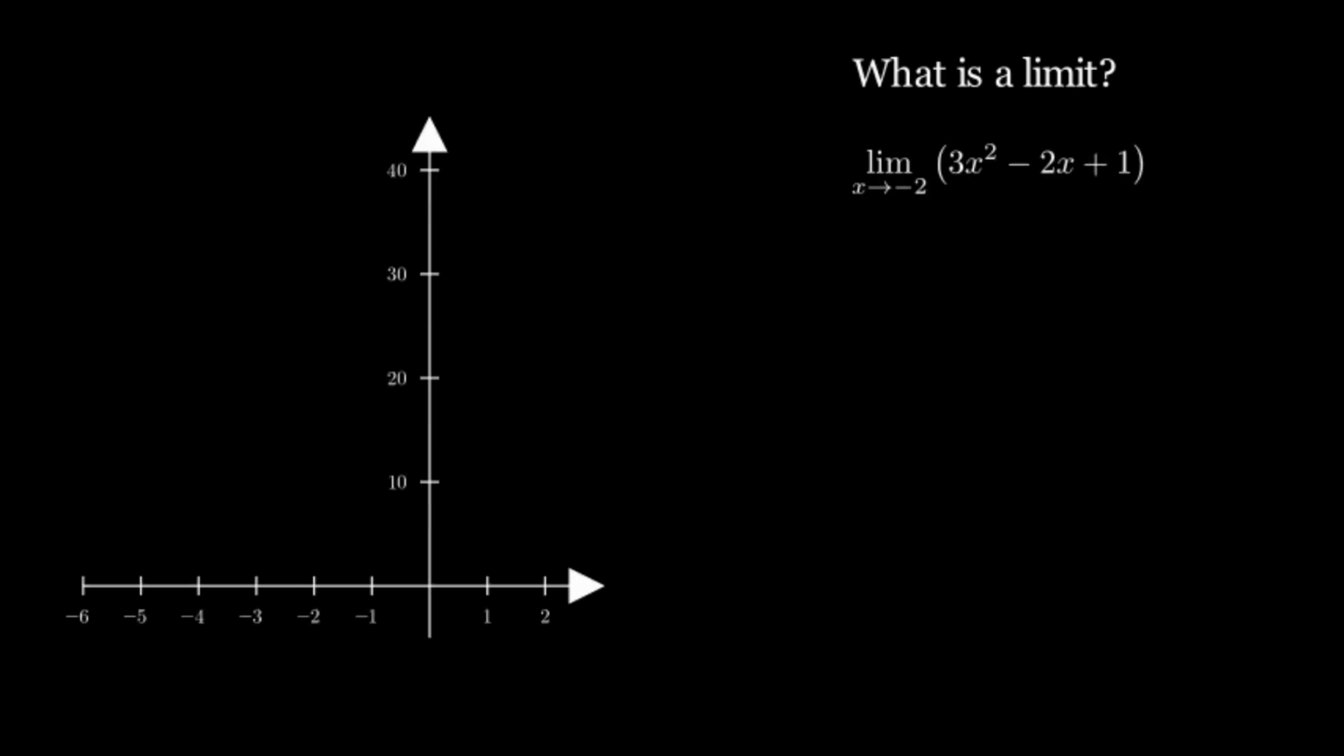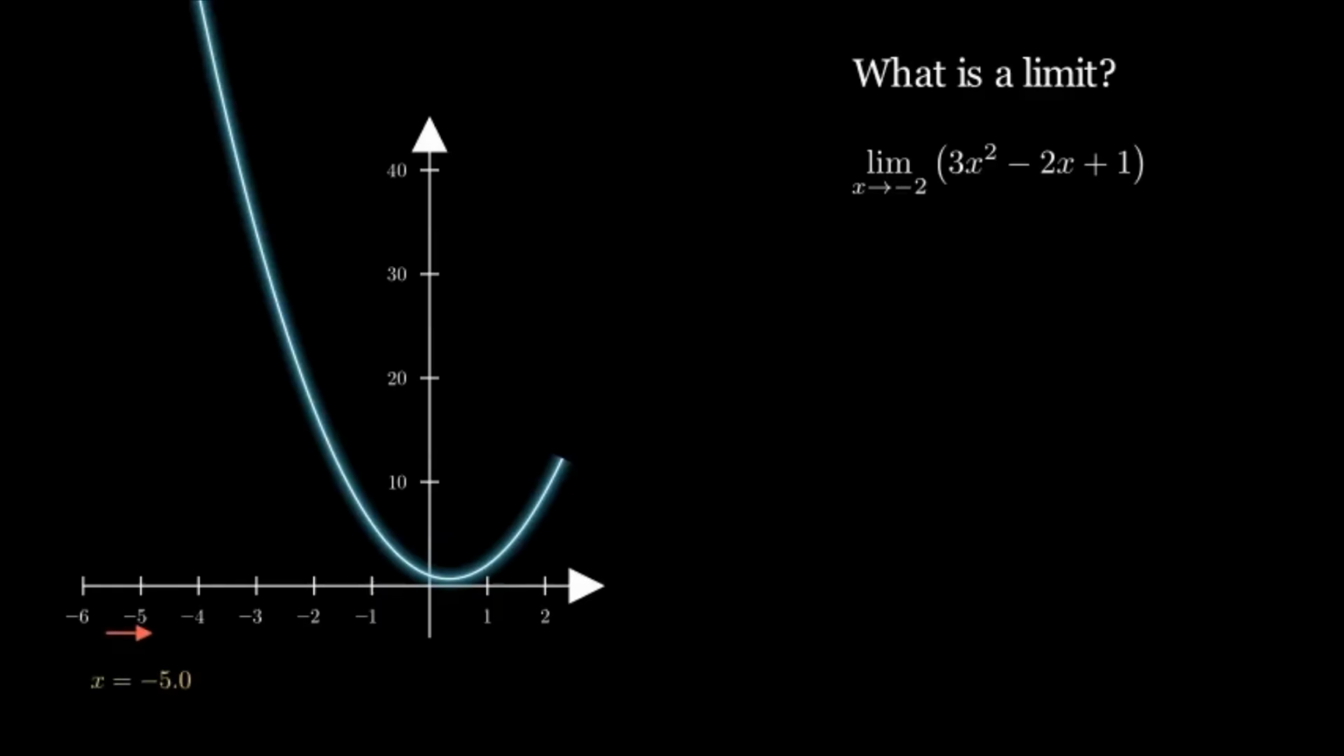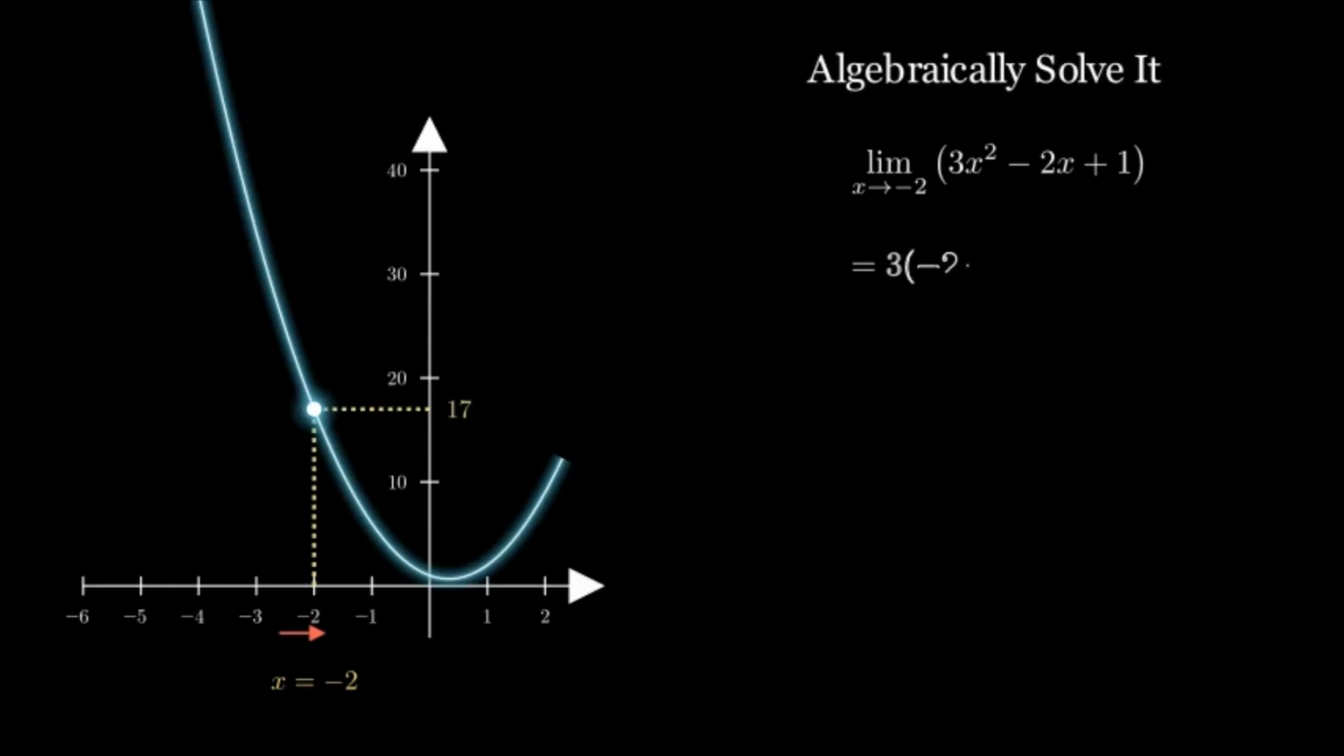So what is a limit? I'll be graphing a parabola here just to show what happens with a limit. So let's see what happens as x approaches -2. And as you can see, the function value is decreasing until we get to 17. And we can algebraically solve this and plug -2 into the function and get 17.